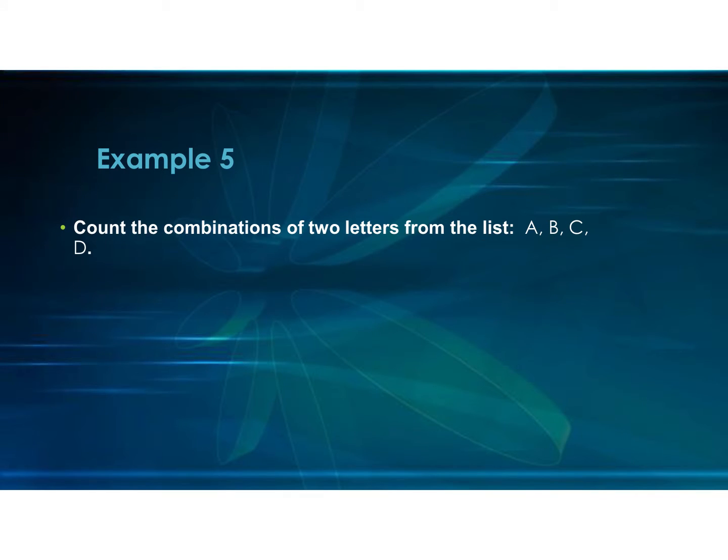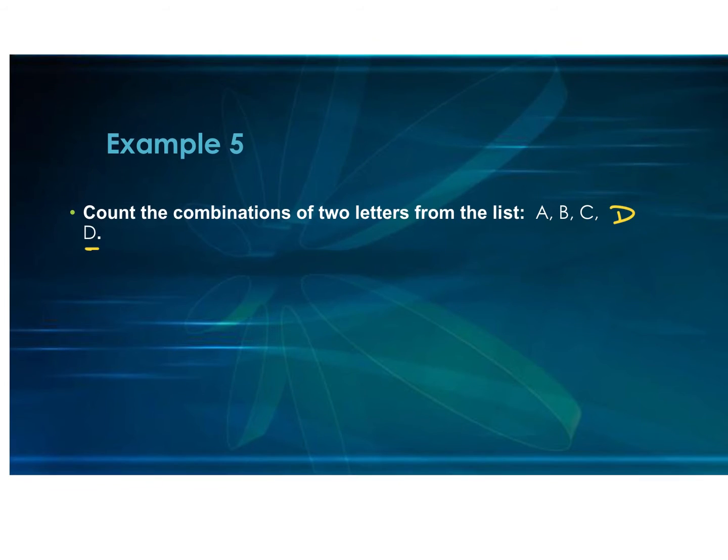So here it wants us to count the combinations of two letters from the list. And just be careful, the D went down here to the bottom line. So it wants us to order two letters at a time from the letters A, B, C, and D. So just to show you how I can make my organized list without learning the formula yet, I could put A and B together. I could also put A and C together. And then I can put A and D together.